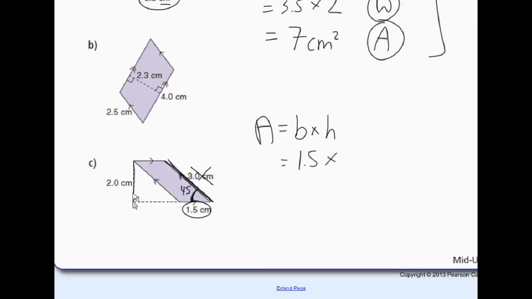It's this side up here, from the bottom of the building, or whatever the shape is, all the way to the top, and at a right angle here. We need this right angle measurement. So our height is 2. So that's going to give us 3, which is 3 centimeters squared, and that is our area for number 2C.